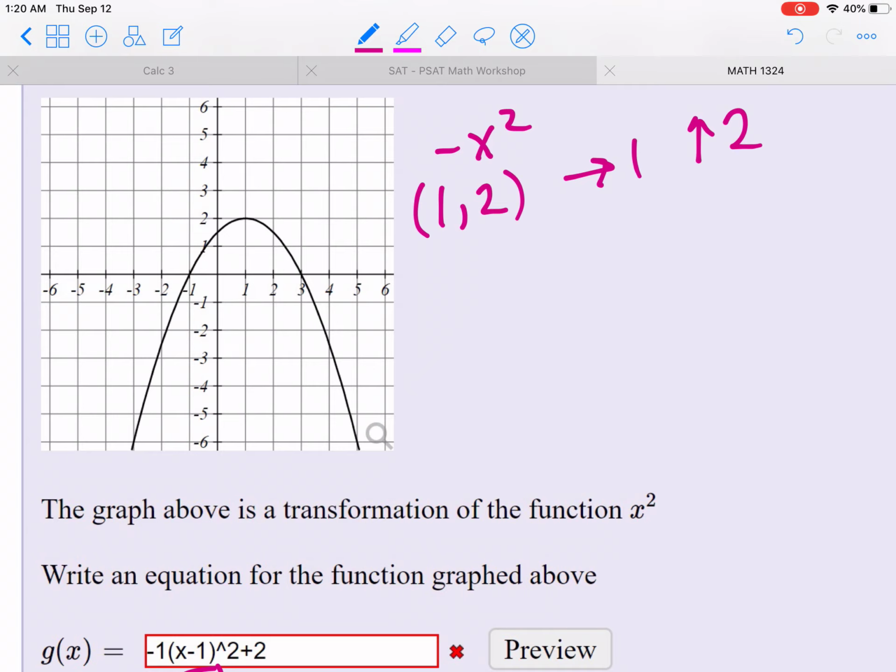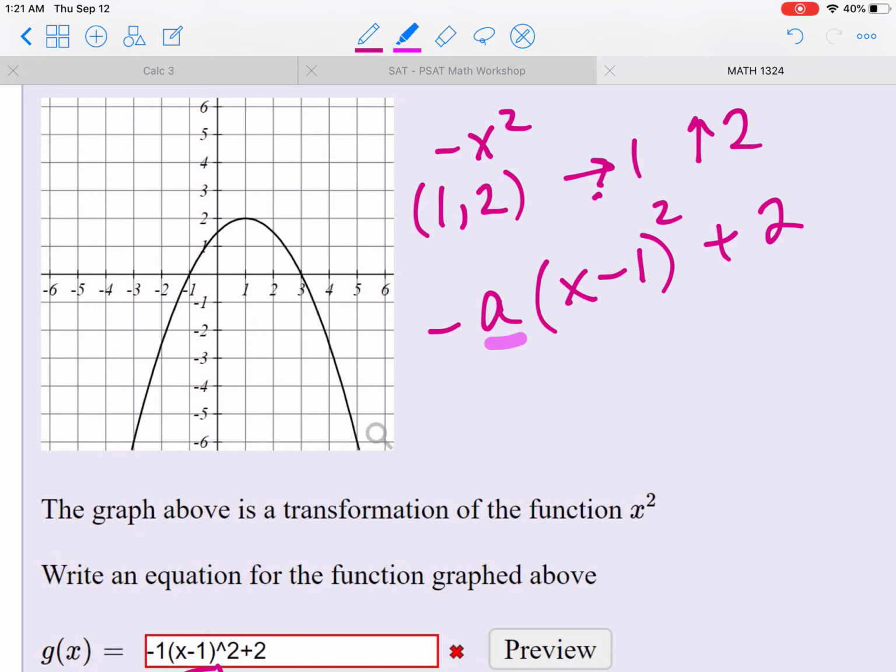So you know that instead of negative x squared, you're going to have negative a, we don't know what the scalar is, times (x minus 1) squared for moving it to the right 1 unit, and then you add 2 to that. And you had that in the beginning. What you need to figure out now is the vertical scaling.